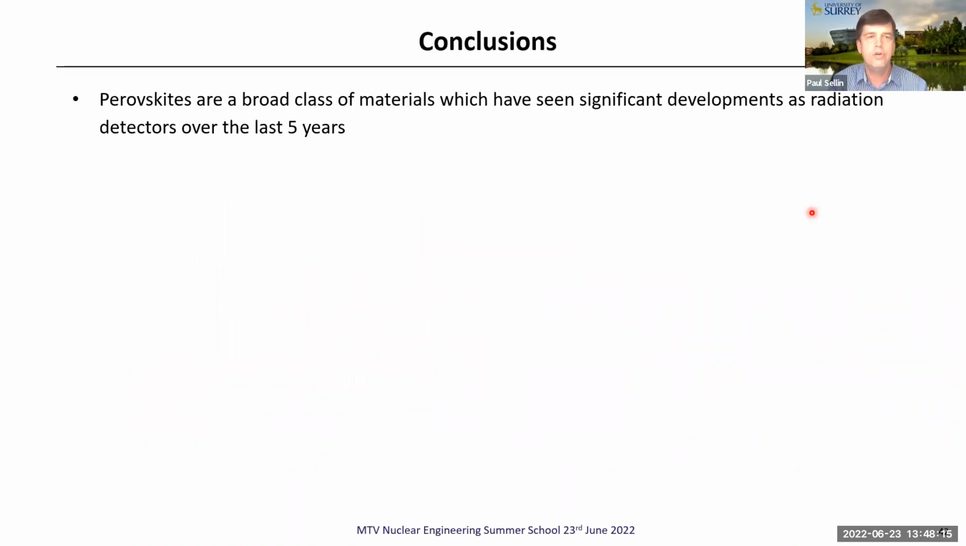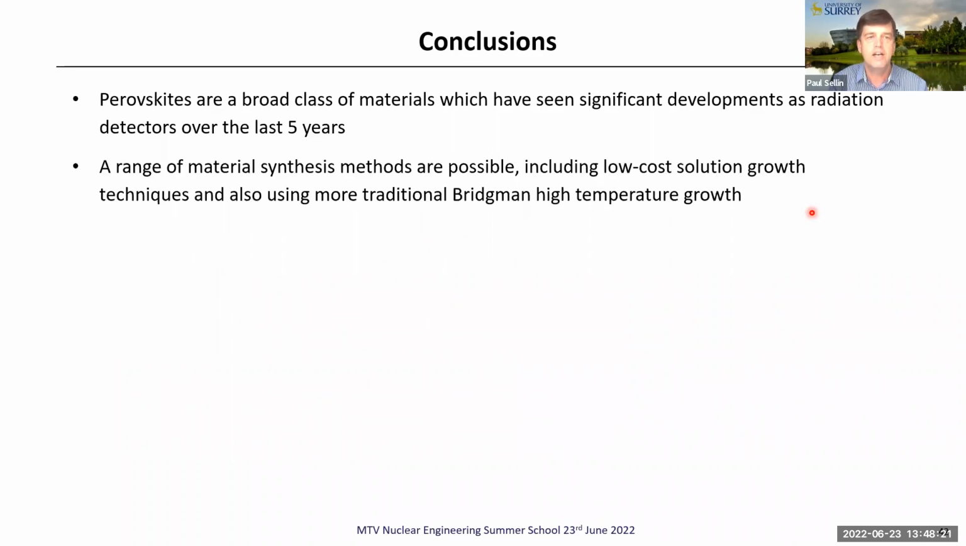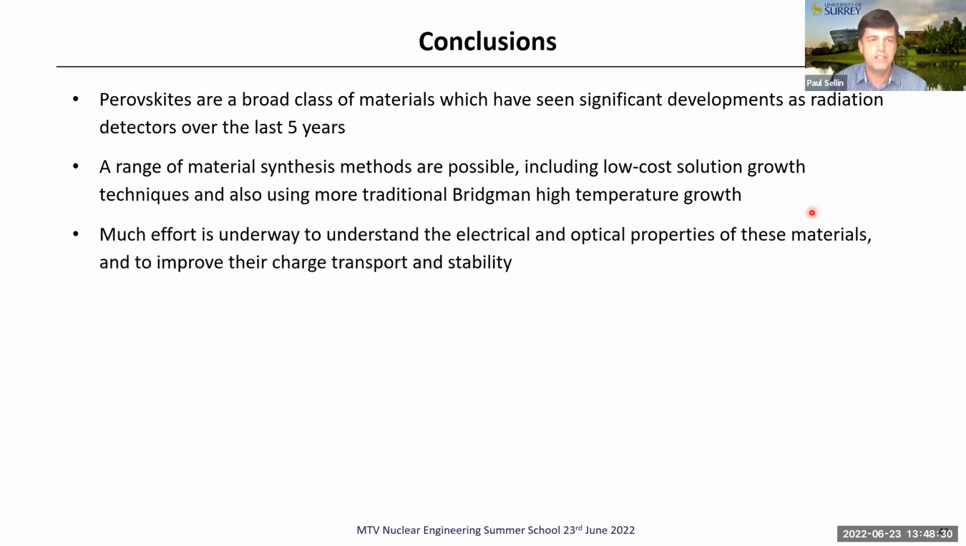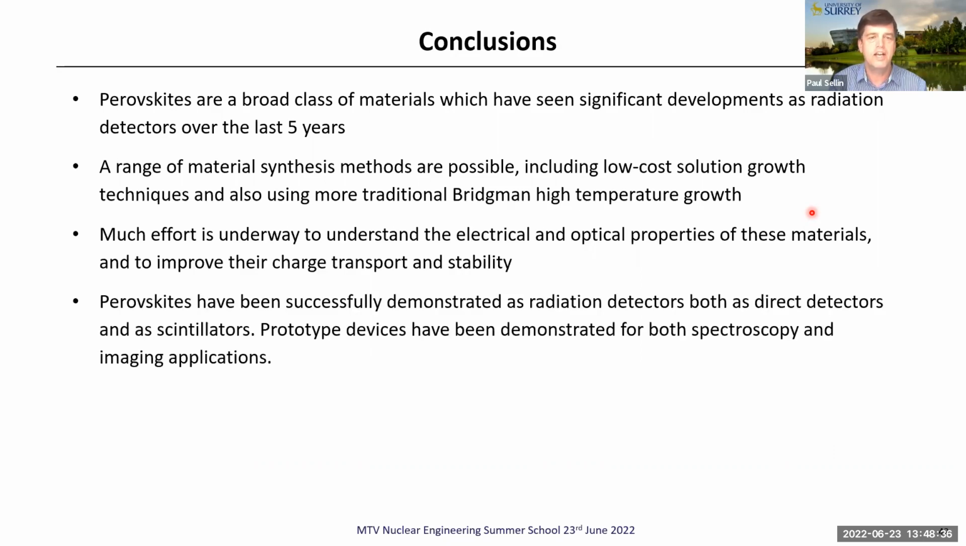Hopefully I've given you an overview of perovskites, some of the opportunities and achievements over the last 5 years. I've discussed a range of the different synthesis methods, including both low-cost solution growth and also more traditional Bridgman high-temperature growth. I've given you a quick overview of the electrical and optical properties and how they've been demonstrated, first results as radiation detectors, both as direct detectors and scintillators.